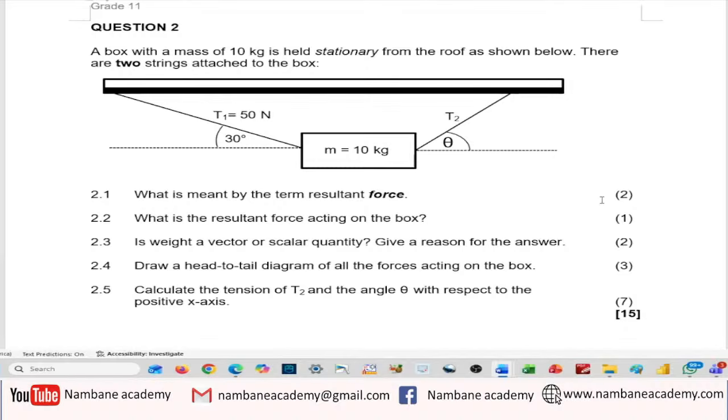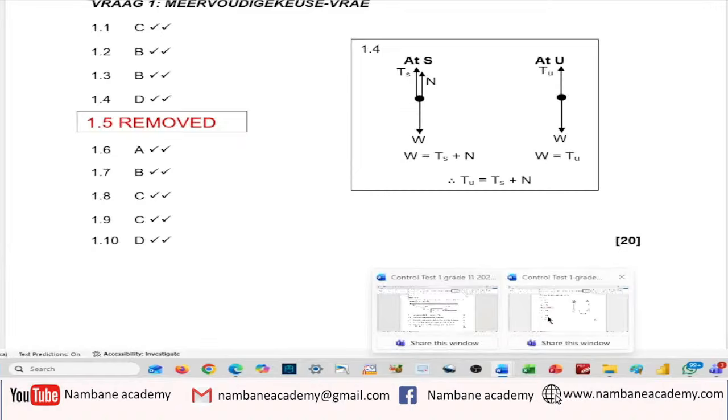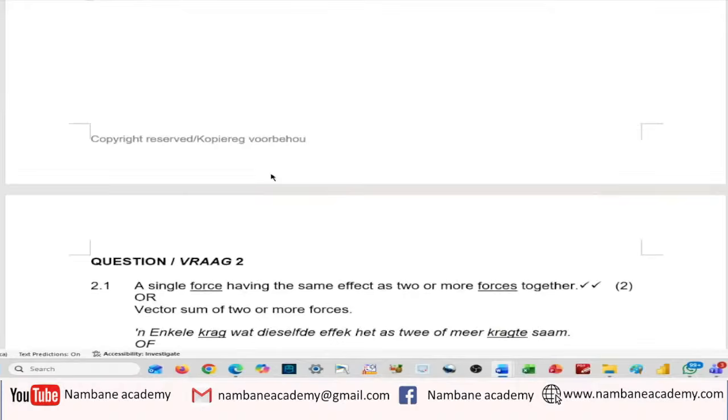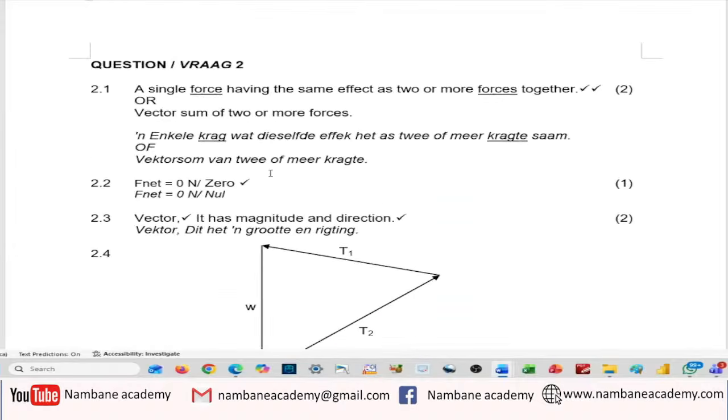As you can see, colleagues, the word force is bolded there. The intention was for learners to be specific in their explanation. So we'll accept it if a learner writes an explanation with reference to the force. We are not going to accept a general definition of a resultant, colleagues. The acceptable answer for this one is: a single force with the same effect as 2 or more forces together. That is what we will accept, colleagues.